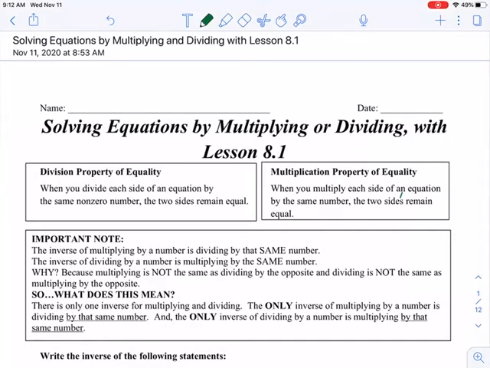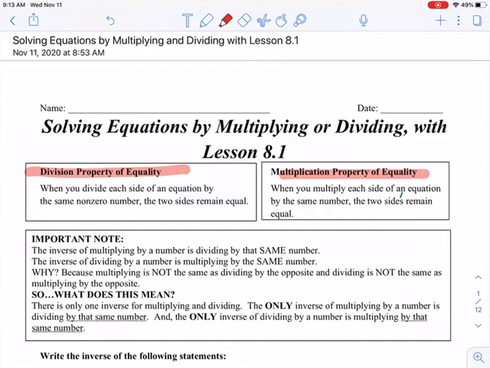Okay, let's move on to solving equations by multiplying or dividing. Last lesson we had the addition property of equality and the subtraction property of equality. Now we have the division and the multiplication property of equality. Same principle. If you multiply by something on one side, you have to multiply by it on the other, and then the same with division. If you divide by a number on one side, you have to divide by it on the other.